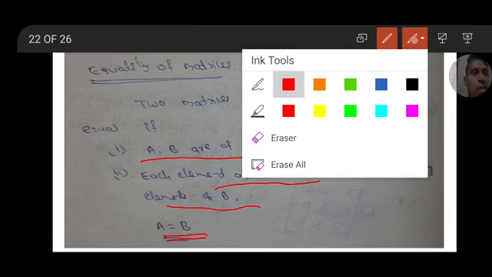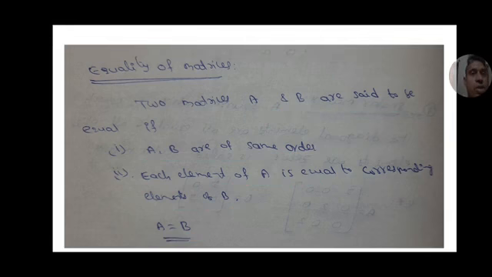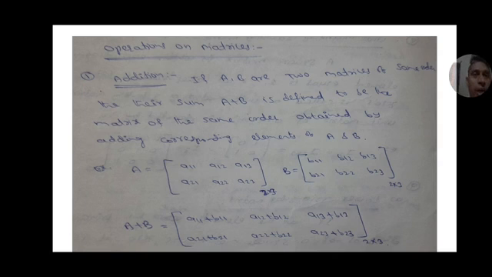Then the matrices are said to be equal matrices. Next, operations on matrices. We will discuss operations, meaning addition, subtraction, scalar multiplication, and multiplication of matrices.